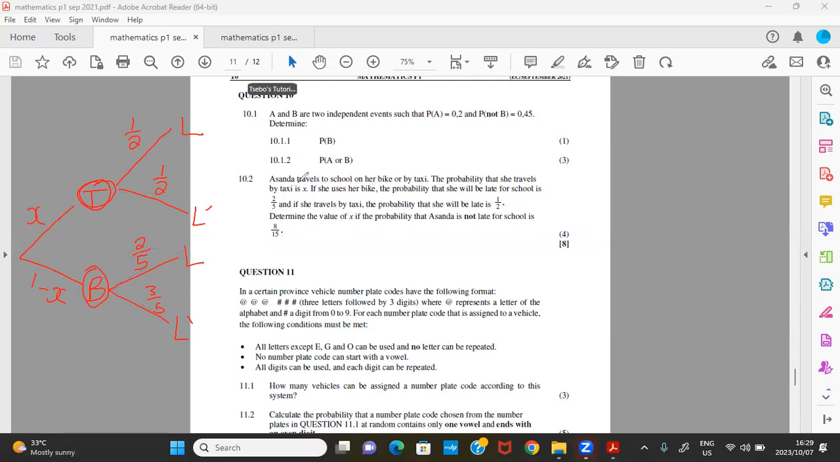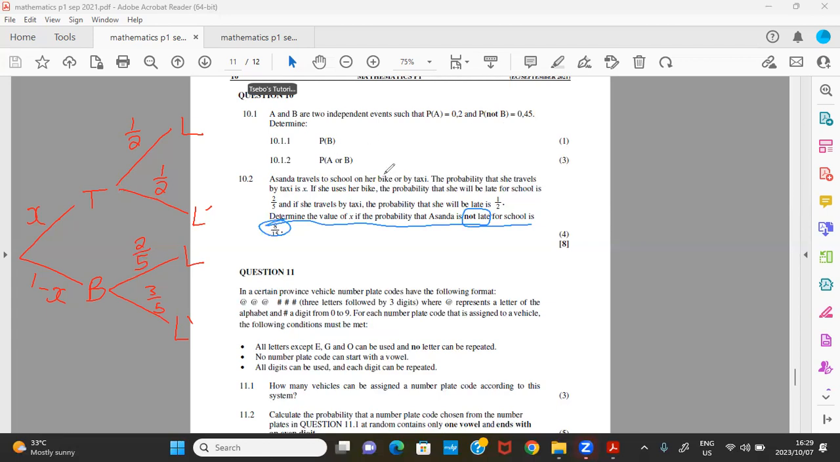So we have our tree diagram. Let's just analyze it one last time before we answer the question. Here we have the probability of using a taxi and being late, a taxi and not being late, using a bike and being late, then a bike and not being late. Now they say determine the value of x if the probability that Asanda is not late for school is 8/15.